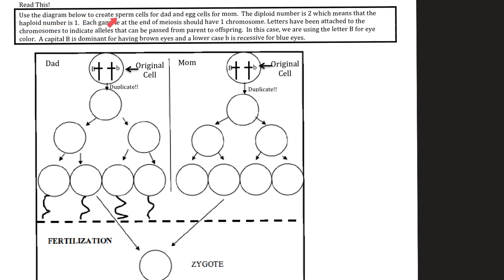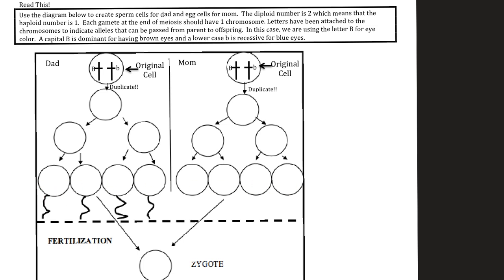Use the diagram below to create sperm, right? We're creating sperm and eggs. The diploid is 2, which means that the haploid number is 1. So diploid means you have 2 copies of each chromosome. Ploid means chromosome, remember? Diploid means 2. Having only 1 means it's a haploid, half the normal number. So these are all going to be haploids.